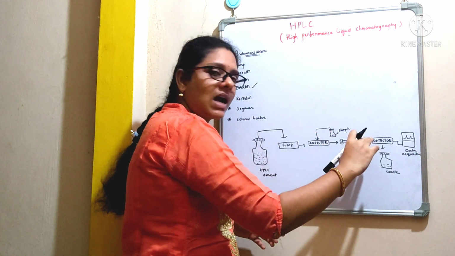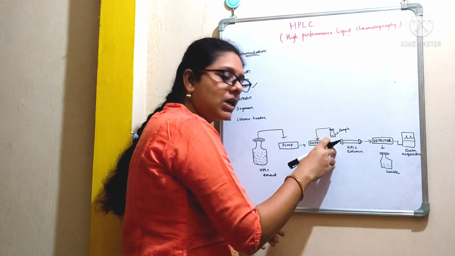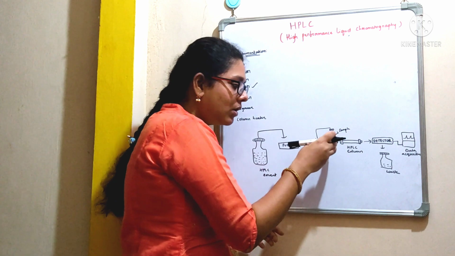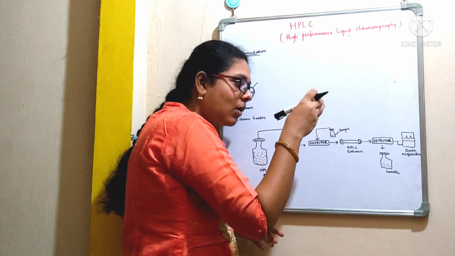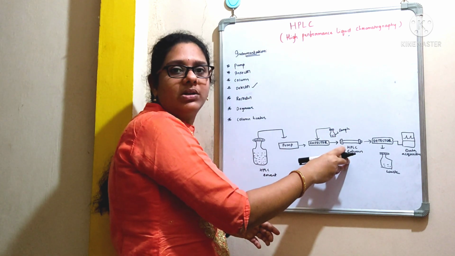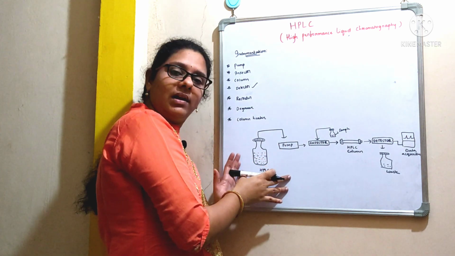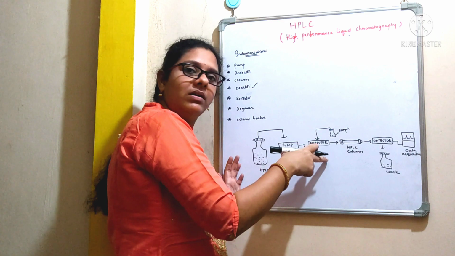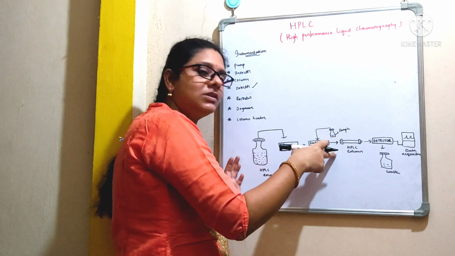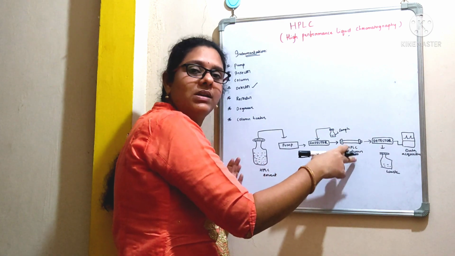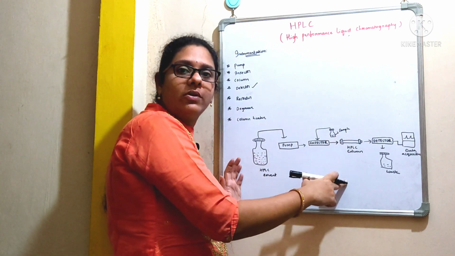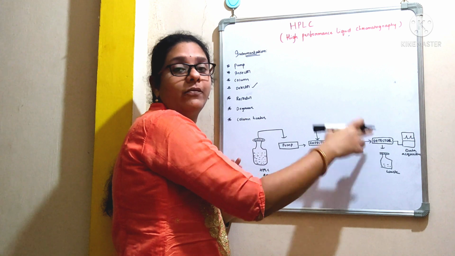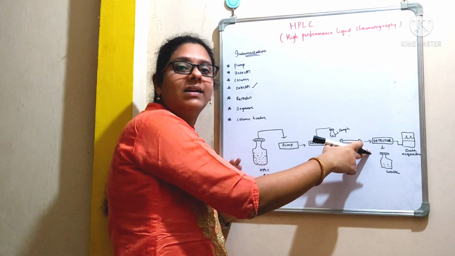When the mobile phase starts the migration, the compounds present in the solution will also move along with the mobile phase, right? So with the presence of the analyte, the composition of the mobile phase will change. Earlier, without the analyte, the composition of the mobile phase is consistent. But after we introduce the sample, after the presence of the analytes in the mobile phase, there will be a change in the composition of the mobile phase. That difference will be detected by a detector, which is going to produce an electric signal.